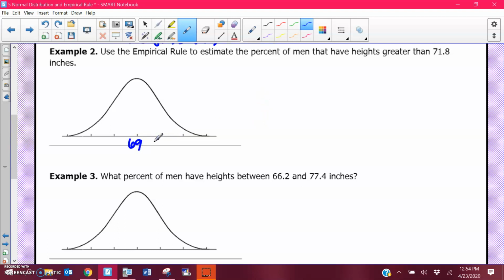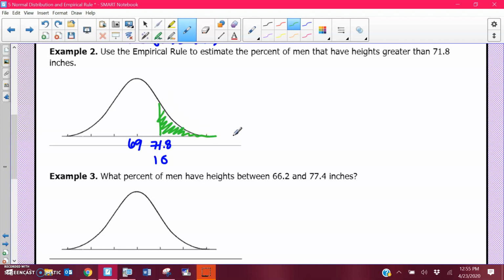And then my 71.8 was one standard deviation away. So we want heights that are greater than 71.8. So I'm looking for anything that is over here underneath the graph.